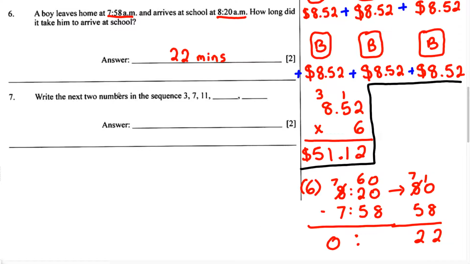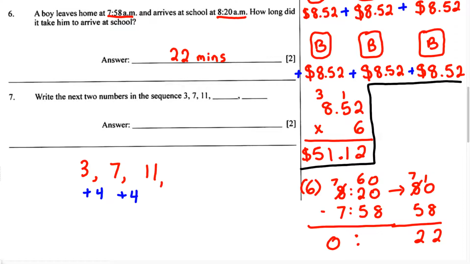Question 7 says, write the next two numbers in the sequence. We have 3, 7, and 11. So if we were to write these numbers right here, 3, 7, and 11, to go from 3 to 7, we just added 4. 3 plus 4 is going to give us 7. Now to go from 7 to 11, we added 4 once again. So 7 plus 4 is going to give us 11.